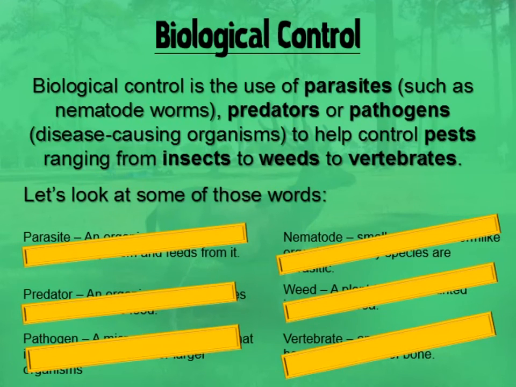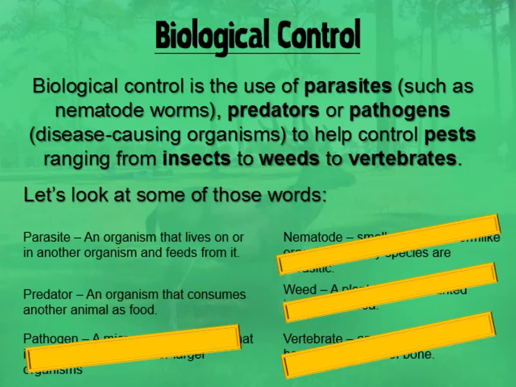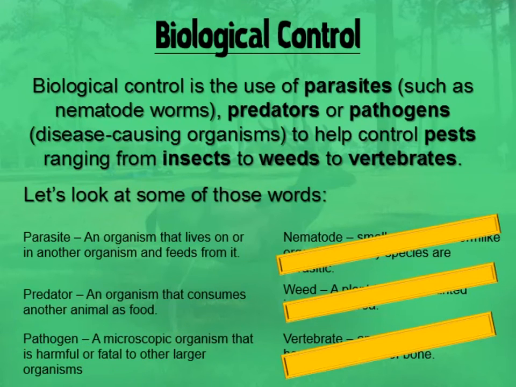Parasite, we talked about in the section on symbiosis. It is an organism that lives on or in another organism and feeds on it and typically harms it in some way. A predator, we've also mentioned, and that is an organism that consumes another animal as food. So a pathogen is a word we haven't come across. It's a microscopic organism that is harmful or fatal in some way to larger organisms.